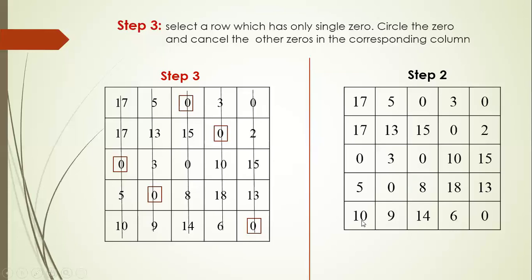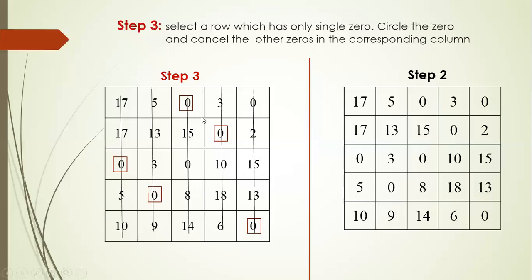Again, you have to check which row has a single zero. Fifth row has a single zero. Mark that zero and cancel the corresponding column, full column. Strike out the full column. So in this column we cancel, this zero is cancelled. That's why you have only got a single zero, because this zero is cancelled. So we mark the single zero and cancel the corresponding column. Again, we check, we have balance only one zero. So we mark it and cancel the corresponding column.